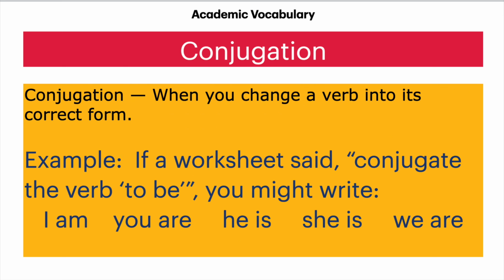And the term conjugation means to change a verb into its correct form, given the subject and the verb tense. So the verb is to be, but its conjugated forms are I am, you are, he is. Say an English teacher told you, conjugate the verb to be into the present tense, then you would say I am, you are, we are, she is, he is. Remember to pause as needed.